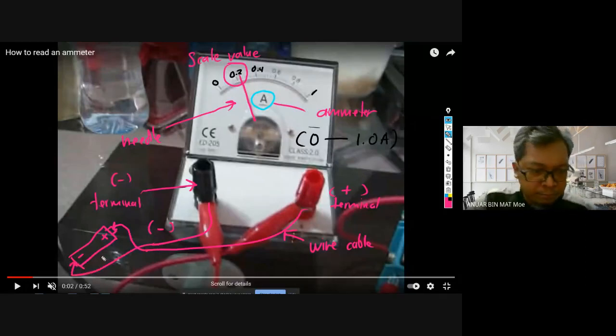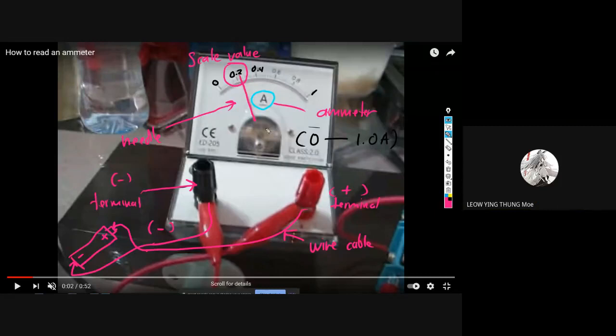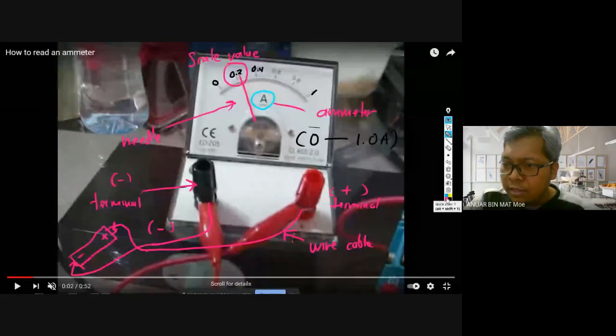My question is, class, what happens if you connect the terminals incorrectly? You reverse the terminals. For example, the positive terminal goes to the negative one, and the negative terminal you connect to the positive one. What happens to the reading of the ammeter? Any idea? The reading is not accurate, right? Yes, of course, the reading becomes not accurate.